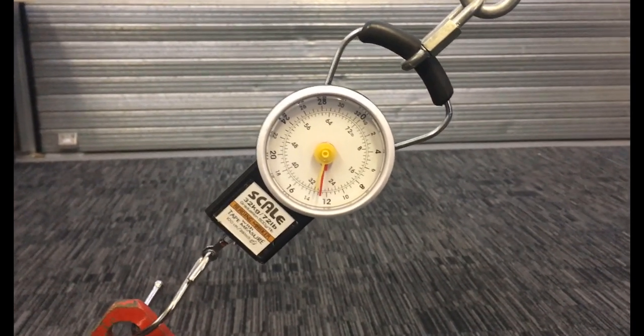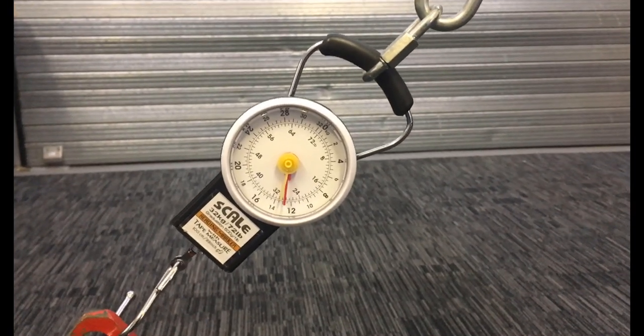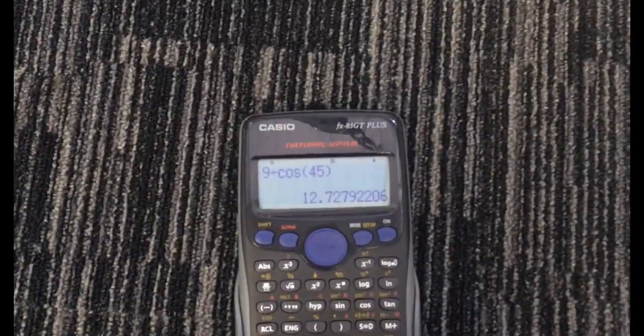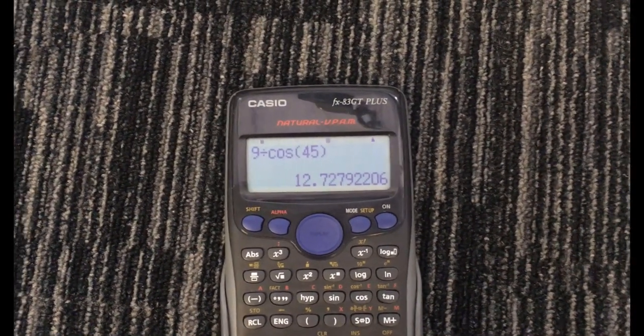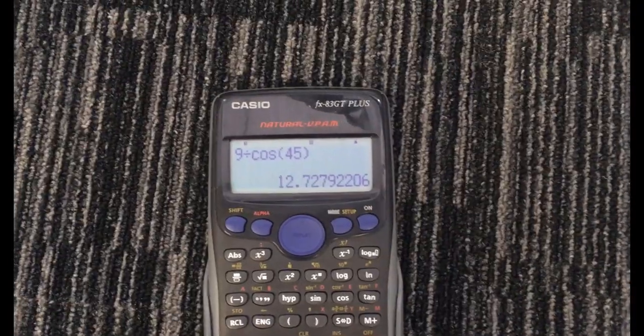If we were calculating that using trigonometry, we would do the vertical tension, in this case 9 kilograms, divided by the cosine of the angle. So as we see on the calculator, 9 divided by cosine 45 gives us a tension of 12.73 kilograms per leg.